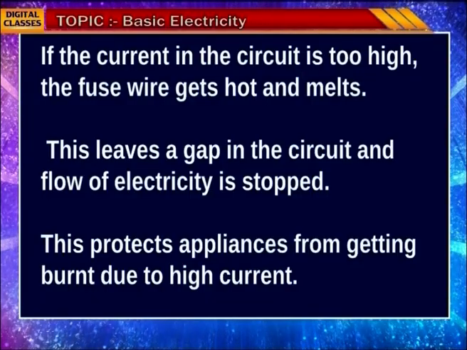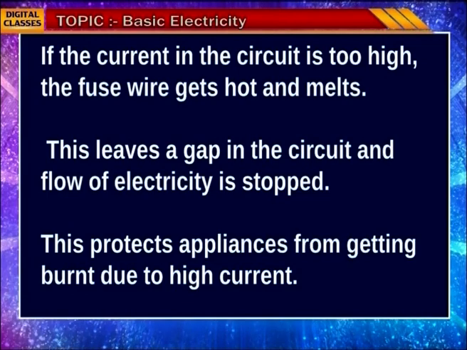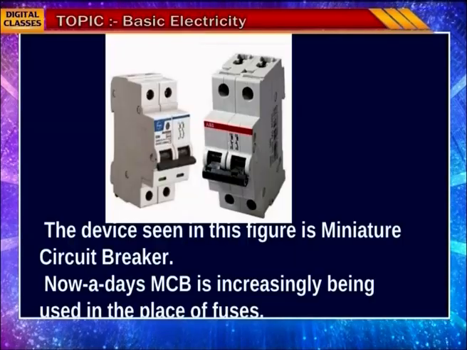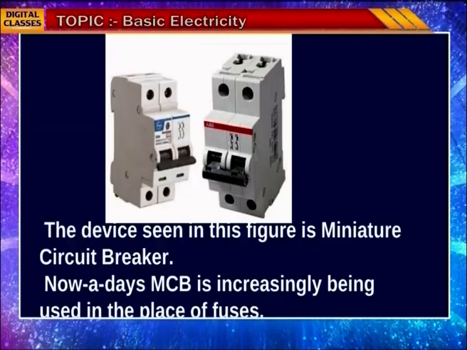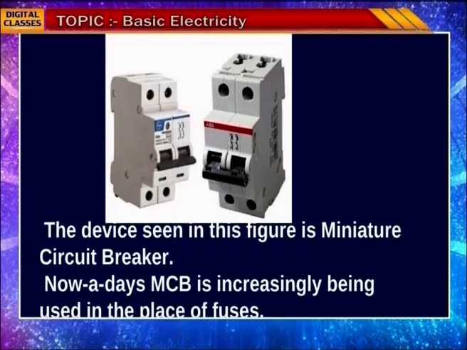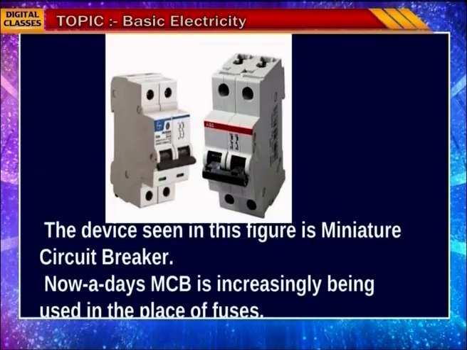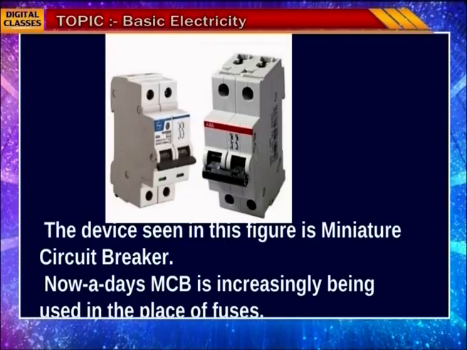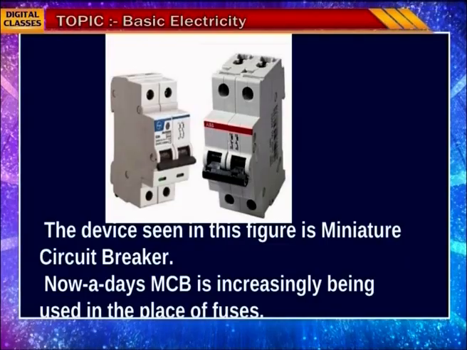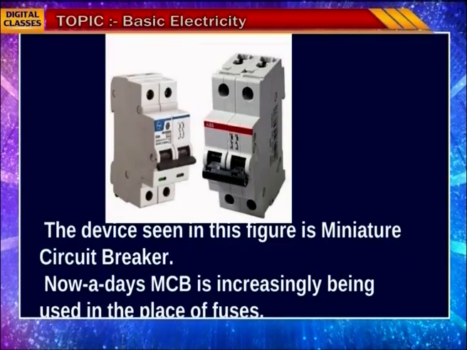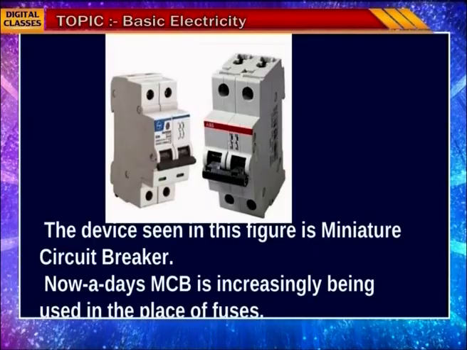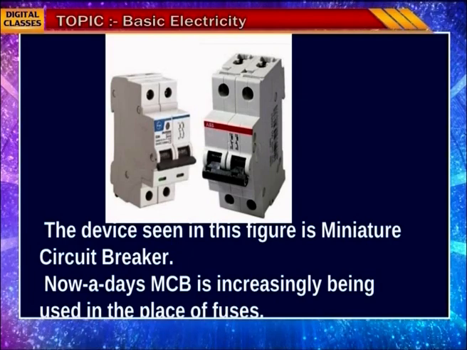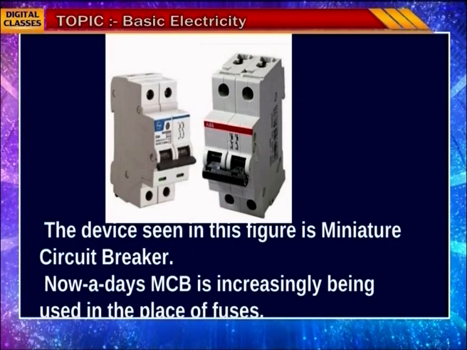This protects appliances from getting burnt due to high current. The device seen in this figure is a miniature circuit breaker. Nowadays, MCB is increasingly being used in place of fuses. It has switches which automatically turn off when the current in a circuit exceeds the safe limit. If we turn them on, the circuit is once again complete. The MCB can be reset manually or automatically to restore normal operation.